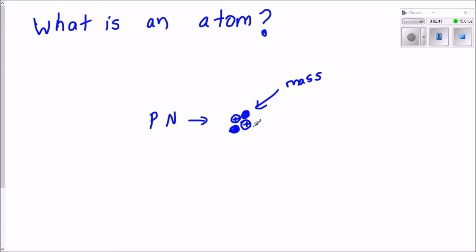Now, in this atom that I just drew here, I drew two positive ones and two dark spheres here, which represent neutrons. So we have two protons, two neutrons. If I have four of these spheres, each weighs 1, this one would weigh 4.